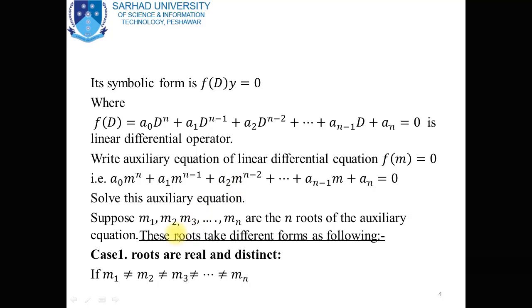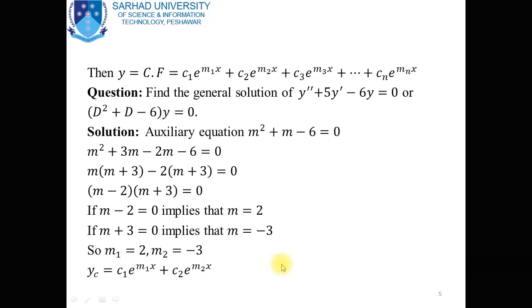Now the first case: if the roots are real and distinct, m1 does not equal m2, m2 does not equal m3, m3 does not equal mn, and so on, then the complementary solution will be equal to c1 e power m1x plus c2 e power m2x plus c3 e power m3x, and so on, plus cn e power mnx. So this is the complementary solution for the homogeneous linear differential equation of higher order.